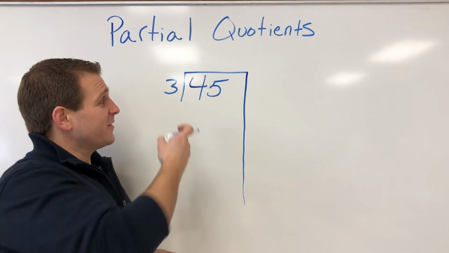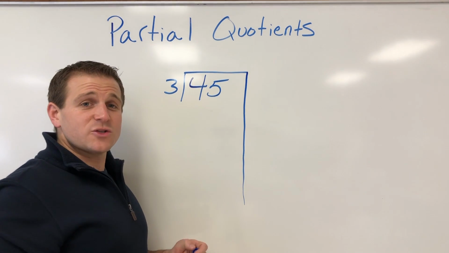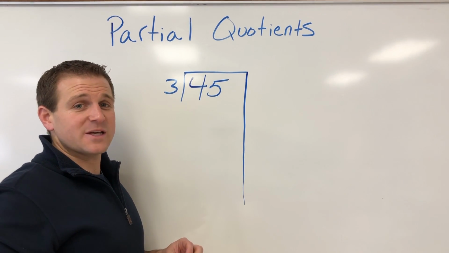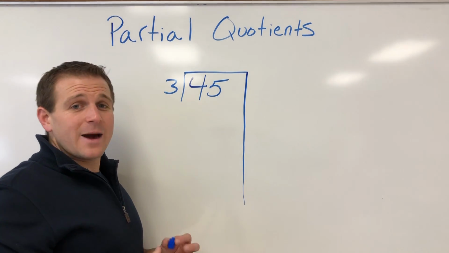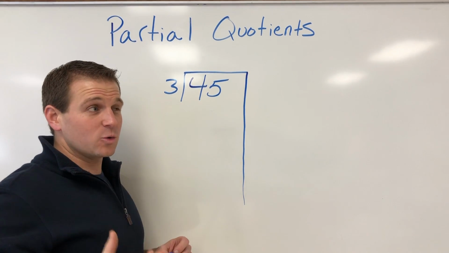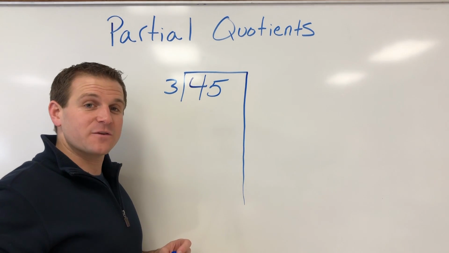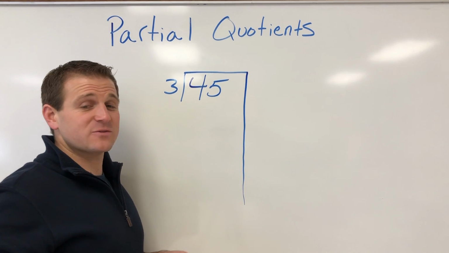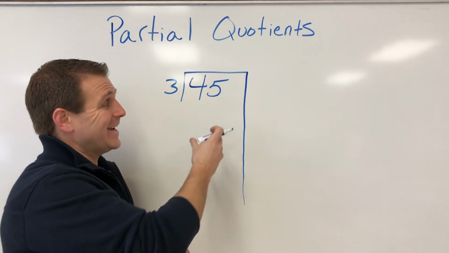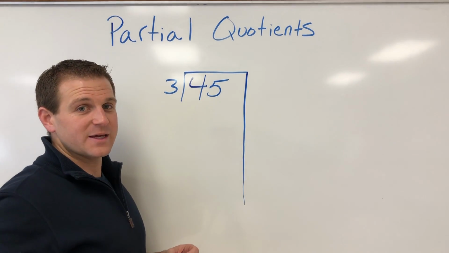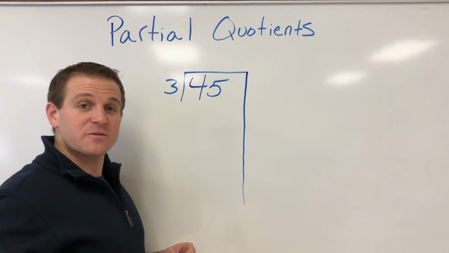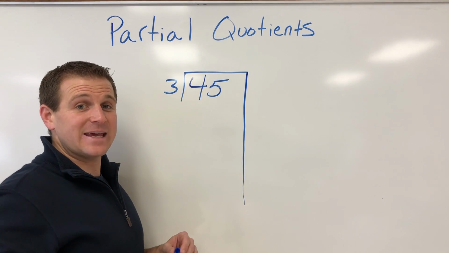Now what we're going to do, instead of trying to get as close to 45 as possible without going over, which is the traditional saying with the standard algorithm, we just want to think, how many groups of 3 can I take away from 45? And you want to really start with things that are easy for you. So powers of 10, multiples of 10 are a great place to start. So I'm going to think to myself, can I take 10 groups of 3 out of this problem? And in my head, 3 times 10, 10 groups of 3, is 30. Yes, I can take that away.